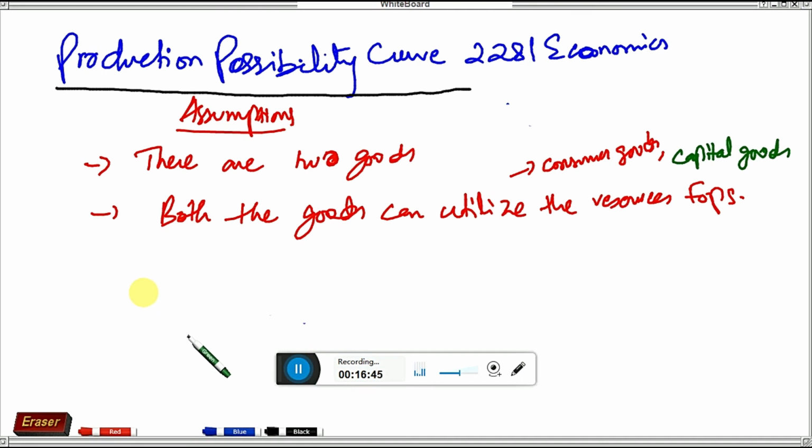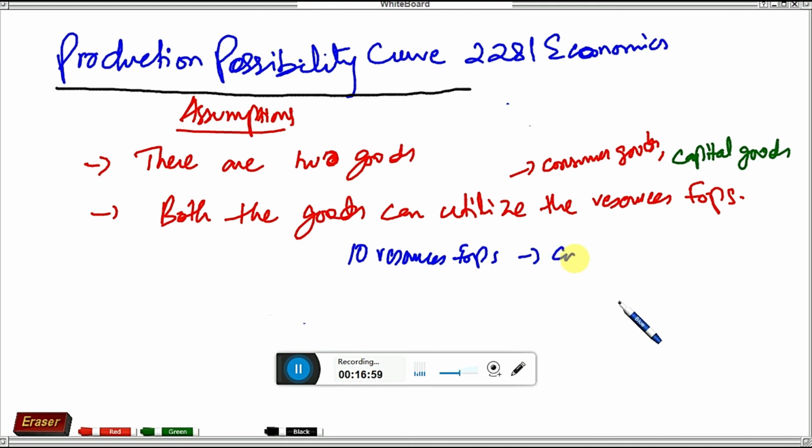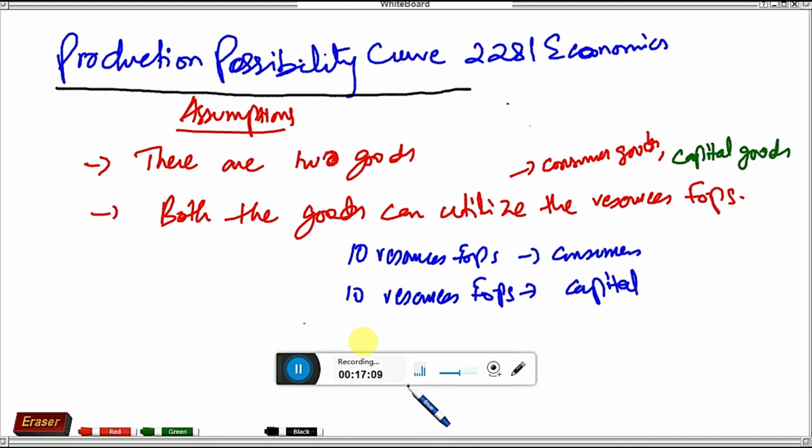First assumption, there are only two goods, that is consumer and capital goods. Second assumption, both goods can utilize the resources, the factors of production, easily. That means that if 10 resources or 10 factors of production are used for the production of consumer goods, those 10 factors of production, if shifted to capital goods, will also give the same output or can produce the capital goods. It's the biggest assumption in that. So we don't need to go for that assumption. I hope I've explained everything.